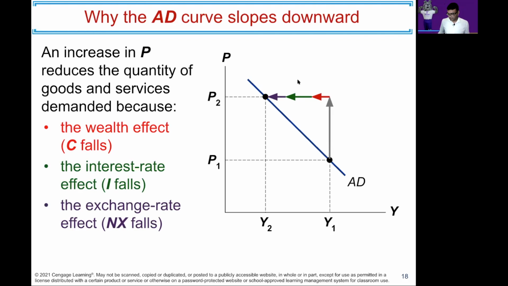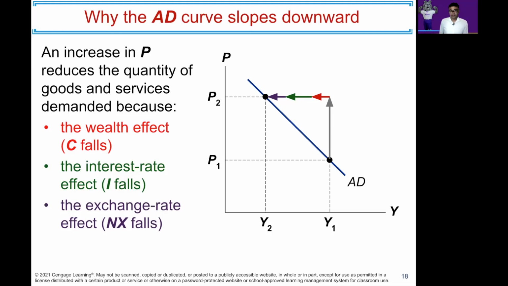But keep in mind here, this red arrow is not equal to a fall in C, but rather the fall in demand due to a fall in C. So do not confuse this. This is not a fall in C. This is a fall of your aggregate demand due to a fall in C. I will explain this in a later chapter. But make sure you don't confuse the change of your C with the change of your aggregate demand due to the change of your C.